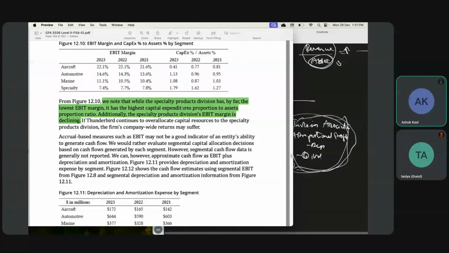Specialty products division has by far the lowest EBIT margin. Yeah, so this is the lowest one from an EBIT margin perspective. So you are analyzing companies segment-wise. You can read all this also.